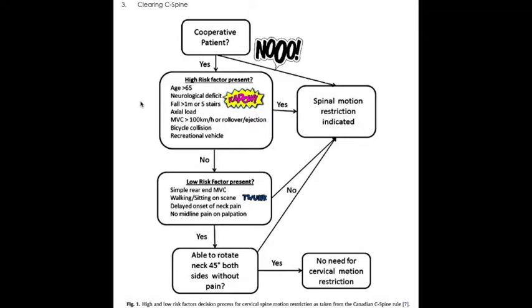These factors are an age over 65, any form of neurological deficit, any form of major trauma, a fall of greater than 1 meter or 5 stairs, an axial load, a motor vehicle collision of more than 100 km per hour or a rollover or ejection, a bicycle collision, or a collision with a recreational vehicle, such as a quad bike. If any high-risk factor is not present, one can then move on to the third stage, which is to determine whether there is any low-risk factor present.